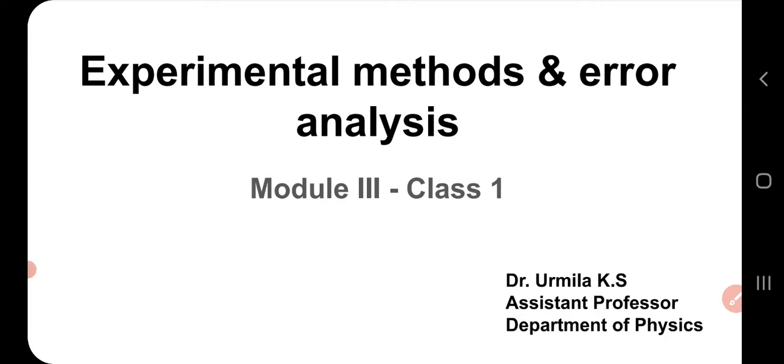Today we will learn about module 3 of our paper, methodology and perspectives of physics. I'll be dealing with that paper, which has three modules: module 1, module 2, and module 3. I will be teaching you module 1 and module 3. Module 3 is about experimental methods and error analysis.